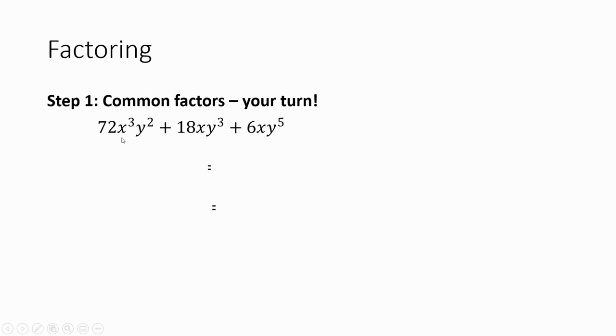Common factors. We've got here, if we look at the numbers, well, they're all even, so 2 is a factor. And if you take out a 2, you may also see that they're all multiples of 3, so we can take out 6 altogether. 72 is 6 times 12, 18 is 6 times 3, 6 is 6 times 1.